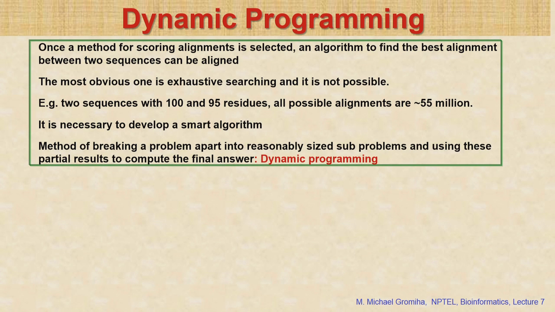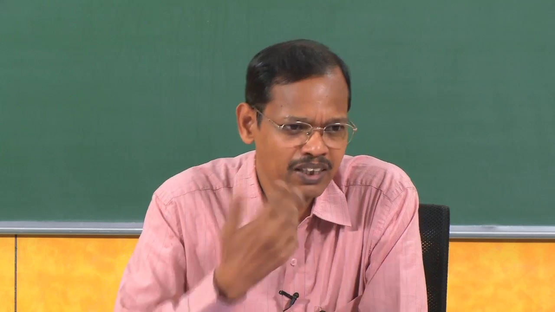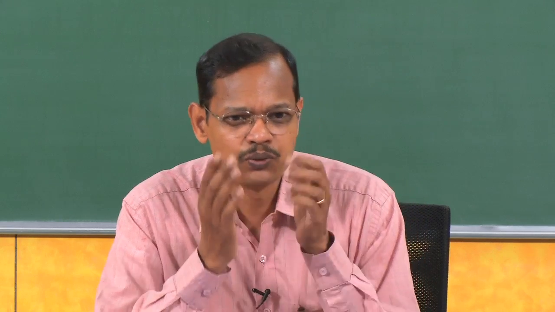Okay, now the problem is if you have large sequences, for example, two sequences, one with 100 residues and one with 95 residues. If you use all possible alignments, you can have about 55 million possibilities. So, how to get the best alignment? The most obvious one is exhaustive searching, but that is not possible because of a lot of combinations. So, in this case we need to develop a smart algorithm, different ways to get this alignment.